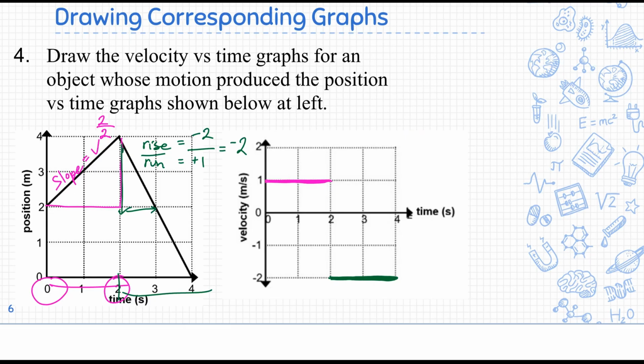Now in math class, they're very specific about when there are dotted lines and when there are solid lines. In physics, we really don't care as long as it's obvious what's going on.